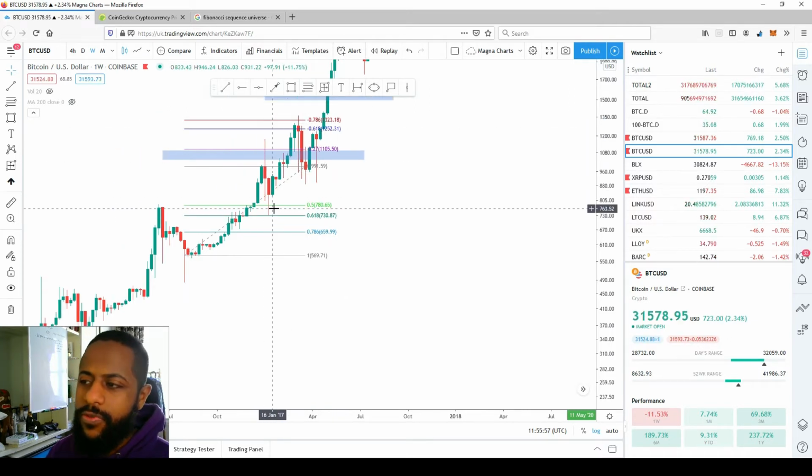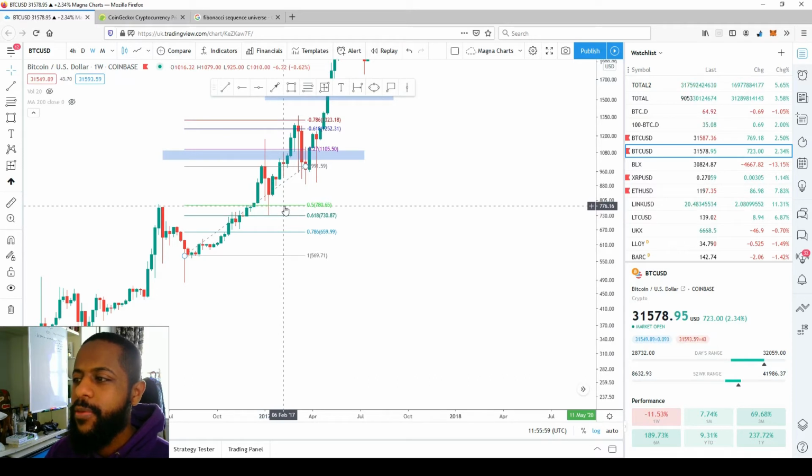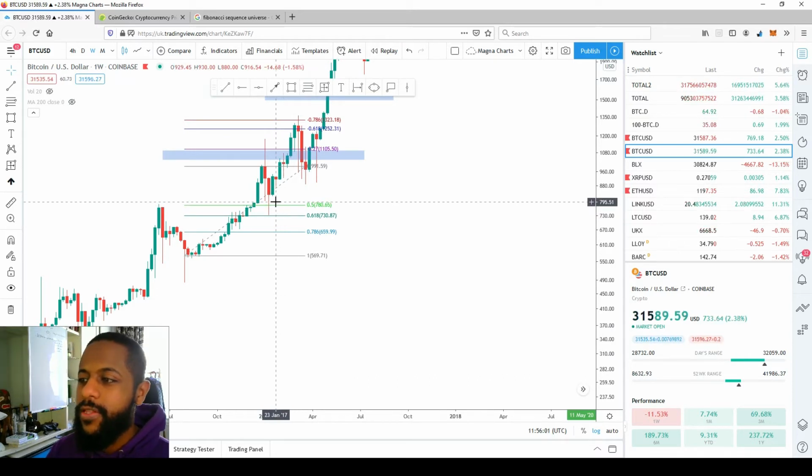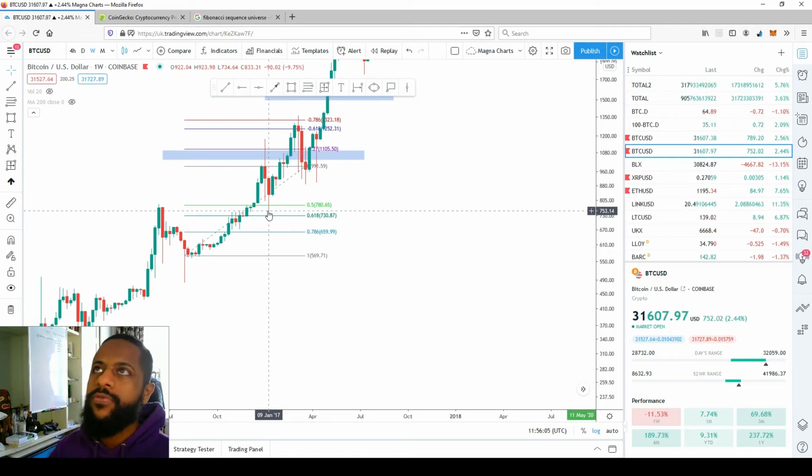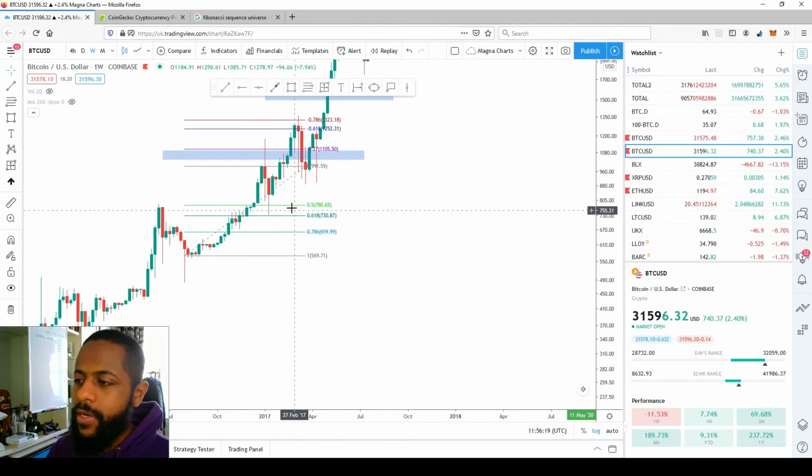So first and foremost, we hit the 618, but we also hit the 50%. So we can kind of use this going forward in that potentially we could hit, we've already almost hit the 50% level, but potentially we could go further and hit the 618 level. It did not hit the 786 level in this instance.